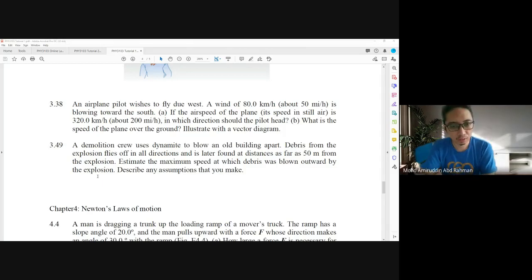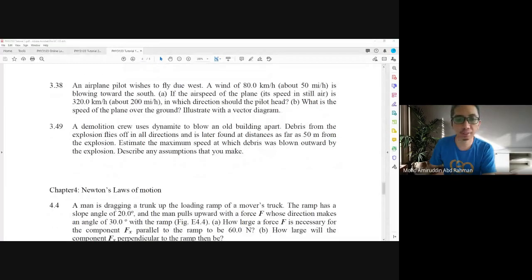Basically it's north of west. So the west is like that, and you need to draw your theta from that side. The answer is theta is 14 degrees north of the west. So that's for A.